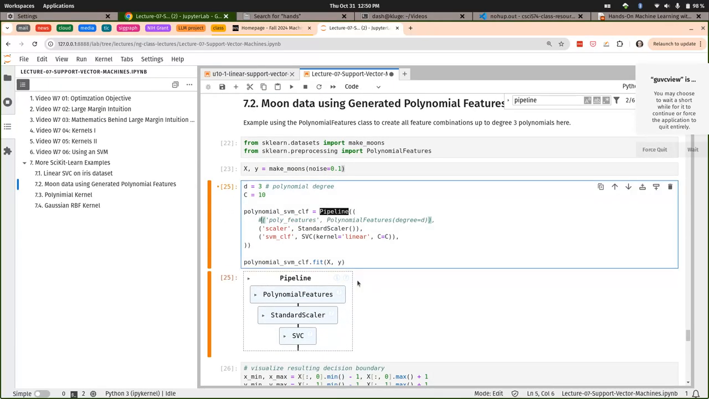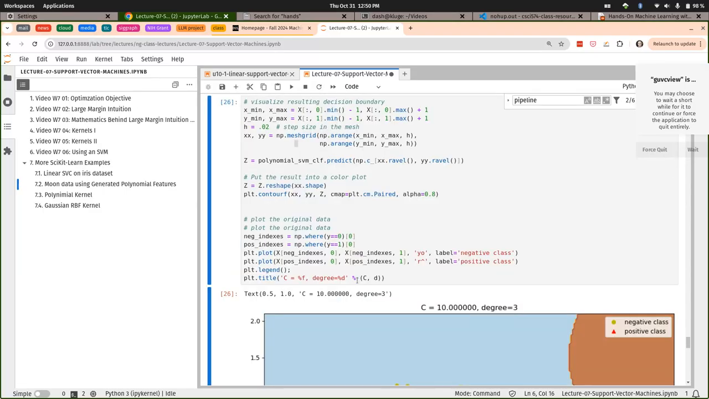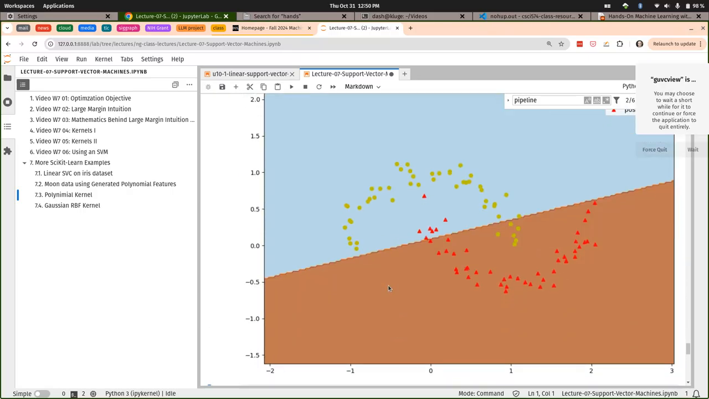Just as a quick example, if we hadn't had the polynomial features in our pipeline, we would get just a linear decision boundary using a linear kernel there.